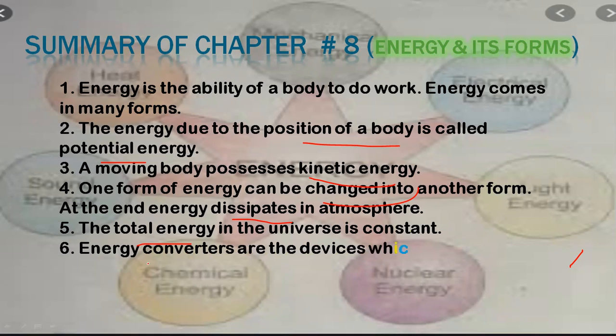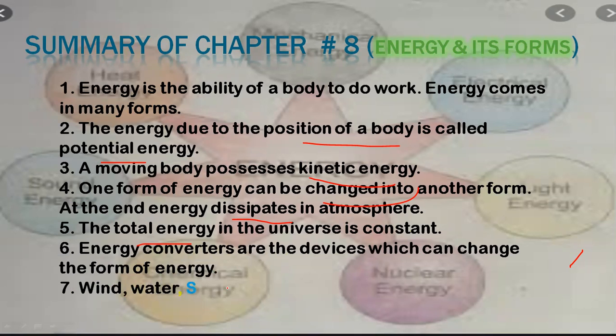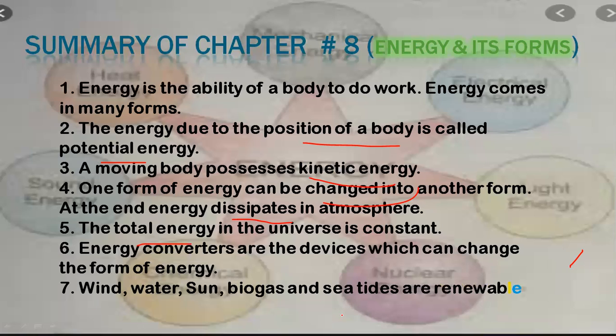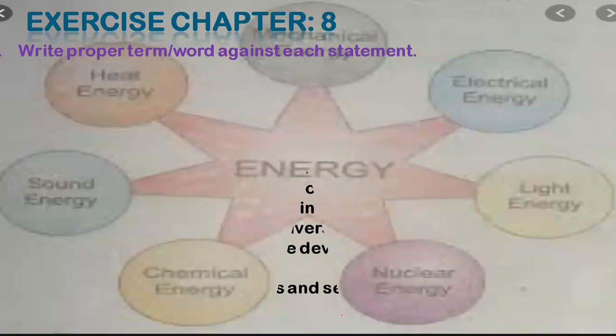Then we have seen some energy converters, which are devices that can change the form of energy from one to another. Then we have seen some sources of energy like wind, water, sun, biogas, sea tides. They are renewable energy sources. So up to here, we have completed our chapter.